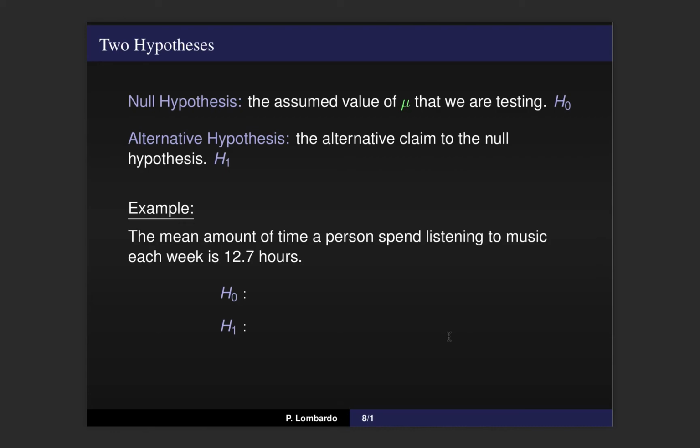All right, last example. The mean amount of time a person spends listening to music each week is 12.7 hours. Again, pause the video, write out your null and alternative hypotheses. Remember, this is step one in our process, so you have to make sure that you're comfortable with this initial step.